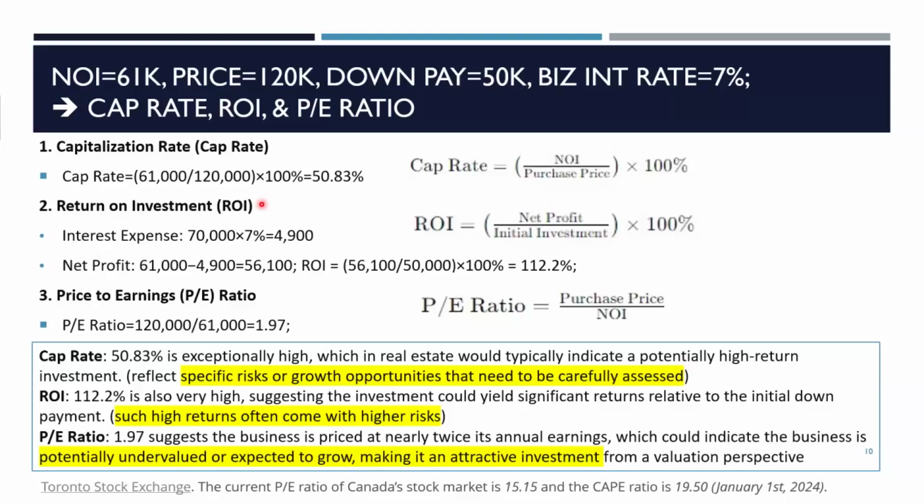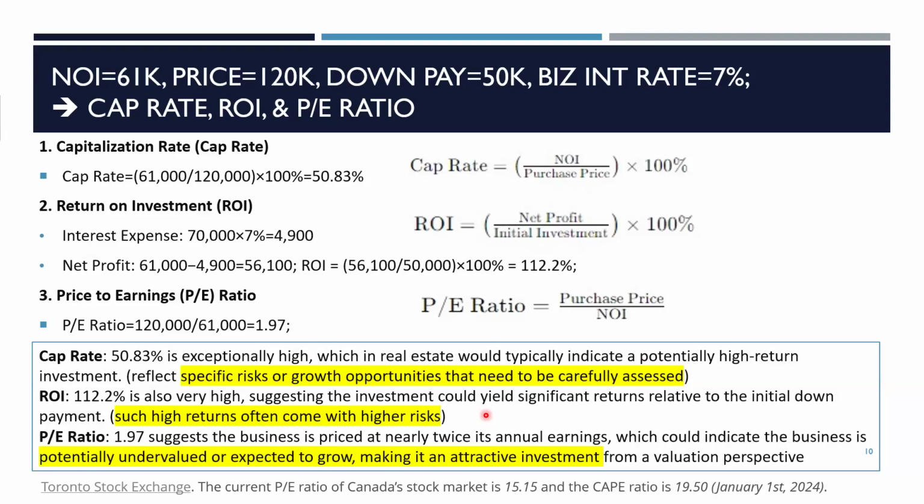For the industry in Toronto, using the Toronto Stock Exchange, which covers all the industrial sectors in Canada, the current PE ratio is 15.15, right? So now this business's PE ratio gives you something about 1.92, which is very low compared to the current PE ratio. That gives you something about twice the annual earnings. So it's undervalued, very undervalued.